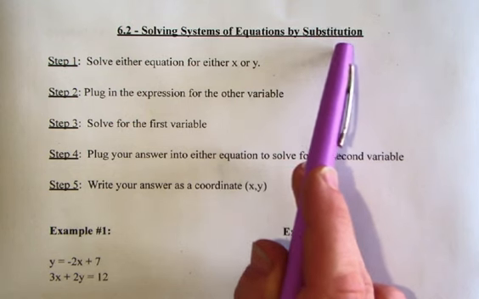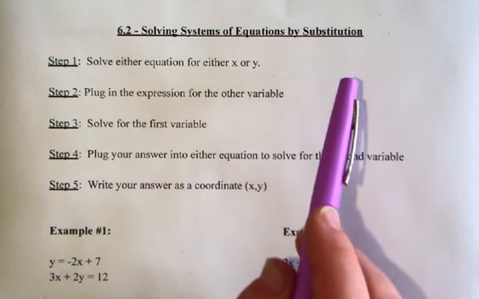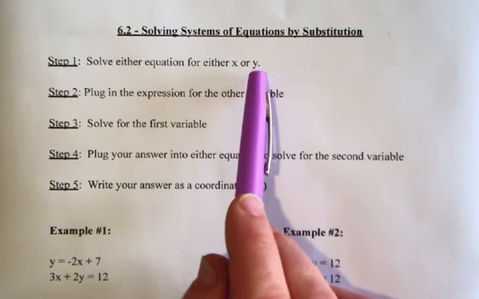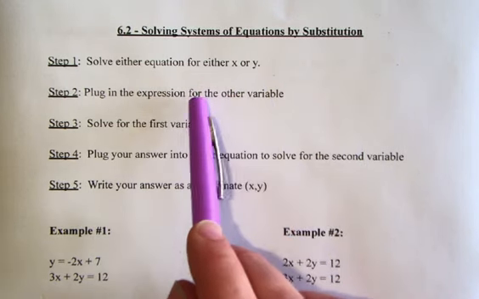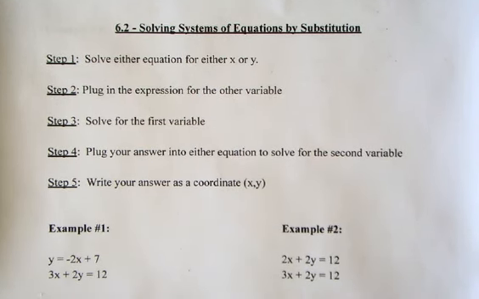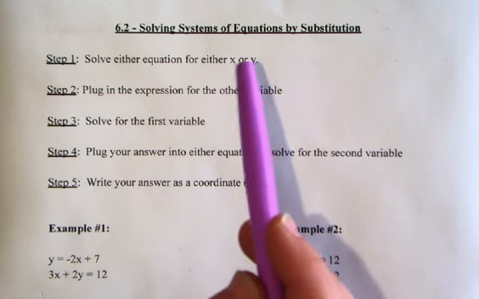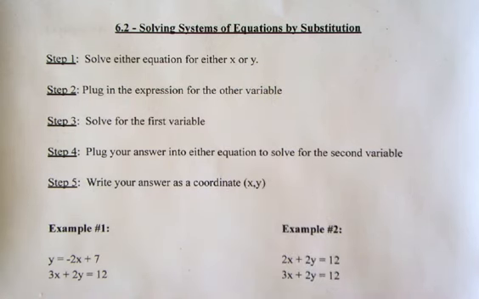With substitution, we're substituting one variable in the other equation. Okay, and you're going to see how that works right here. So step one is we're going to solve either equation for either x or y. Now you can do it for either one, whichever one's going to be easier to plug in. You're going to see how this works in a second.